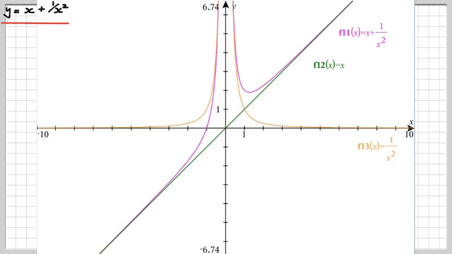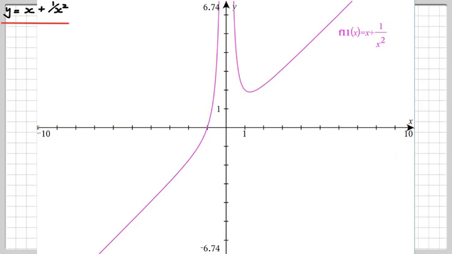Now let's have a look without all that green and yellow scaffolding. A very strange beastie, isn't it? It actually looks better with the scaffolding, I think, because you can sort of see where it's come from. Right, next one. x squared plus 1 over x squared. Well, this is the fourth of 4.